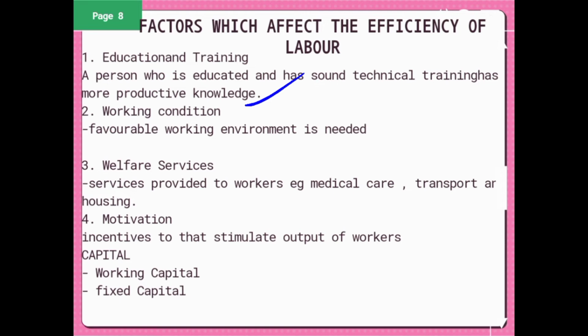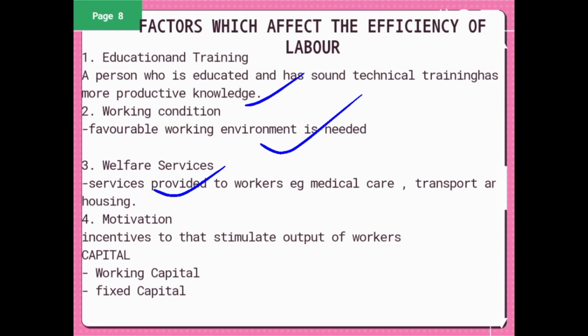Second, working condition. You must be working in a favorable environment. Well ventilated, clean, not working from a dirty place. That is not proper utilization of labor. You must be working from what? A favorable environment.